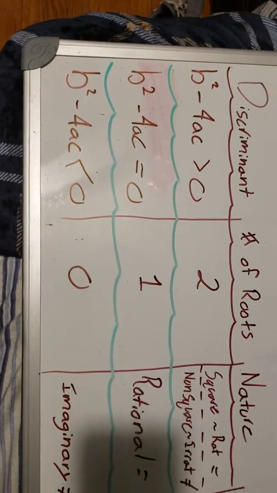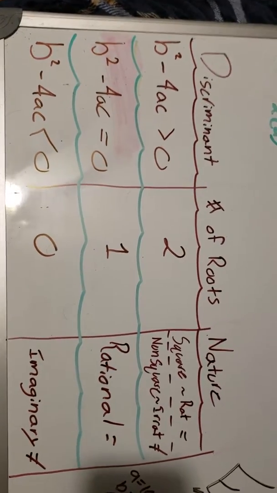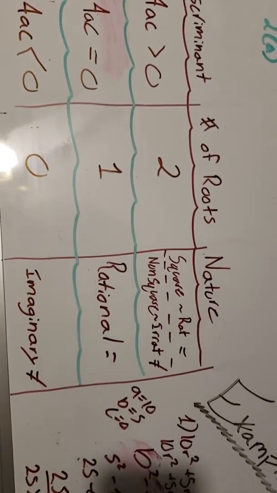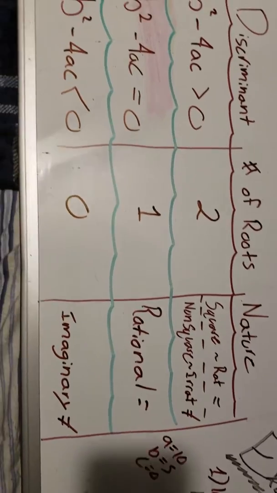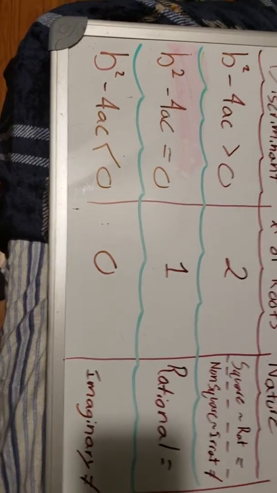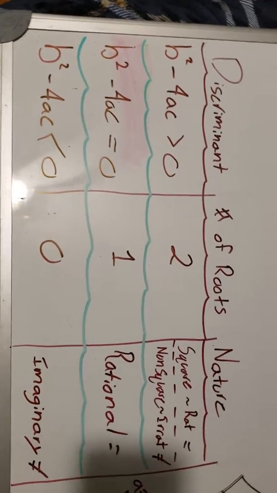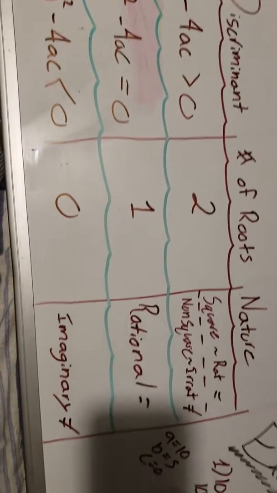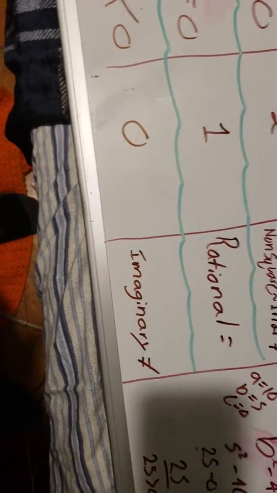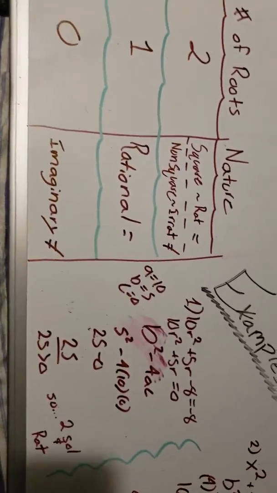If the answer we get is equal to 0, there is 1 real root, which then means the nature of it is rational. And finally, if the answer is less than 0, then there are 0 real roots, and the nature is imaginary, so it contains imaginary numbers.